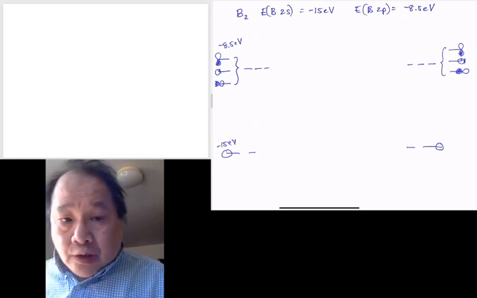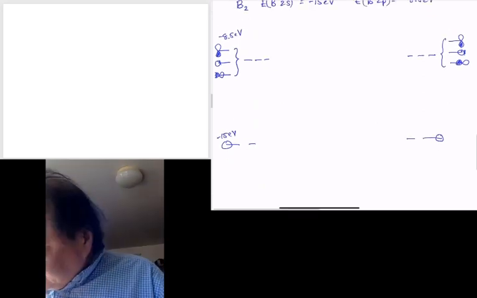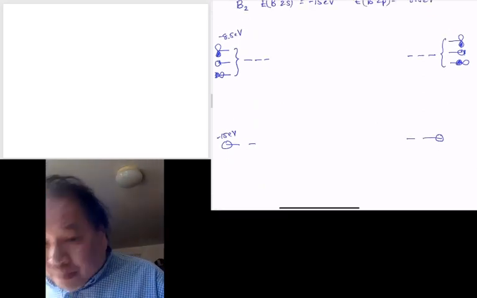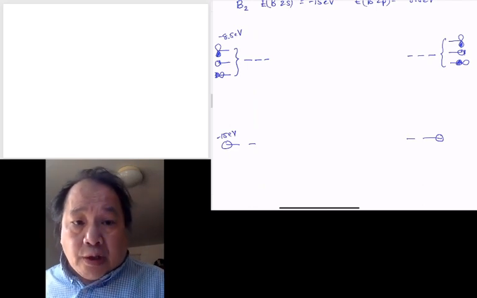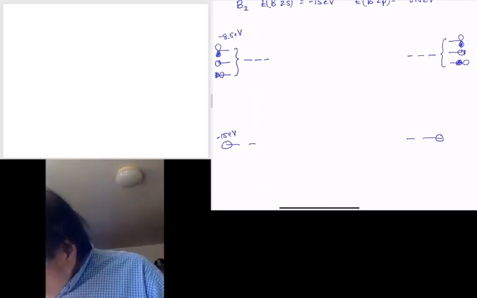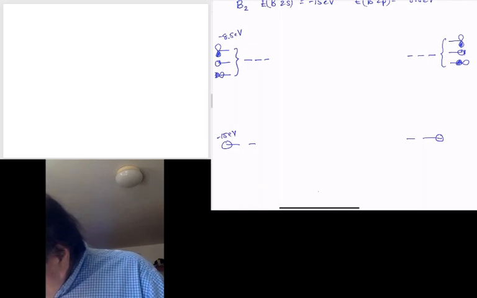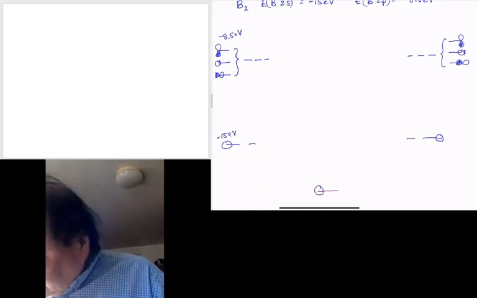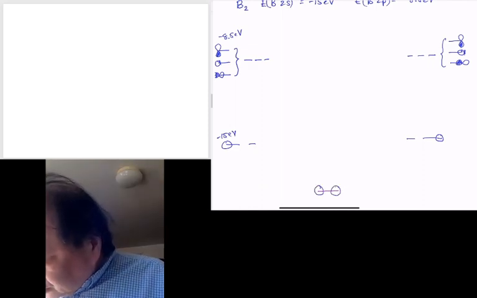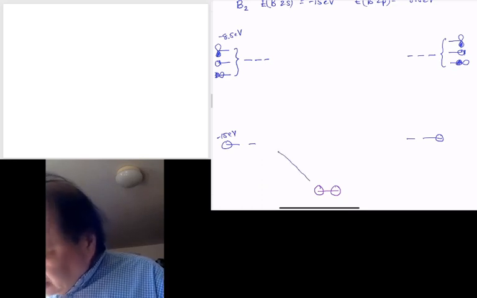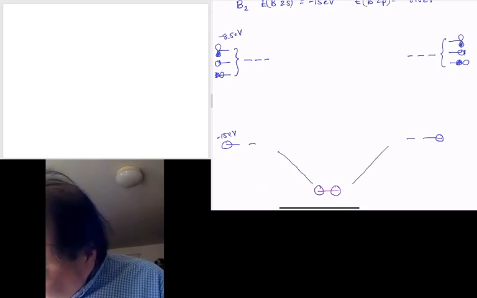So, the lowest energy orbital possible, I'll draw it right here, is going to be mixtures of those two lower energy s orbitals. So, we have shown here. And if we add the two to make these two orbitals, I'm going to have to subtract the two.